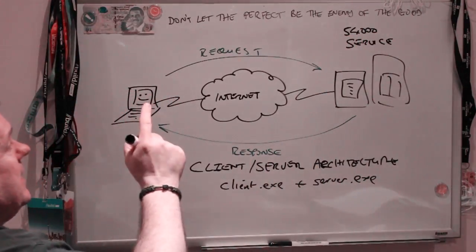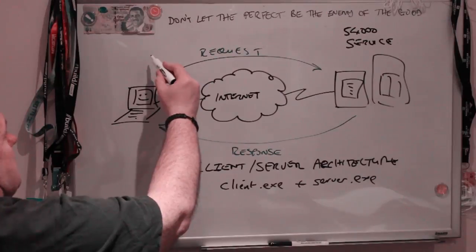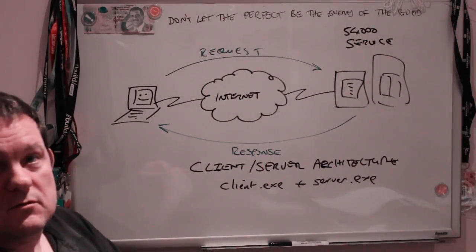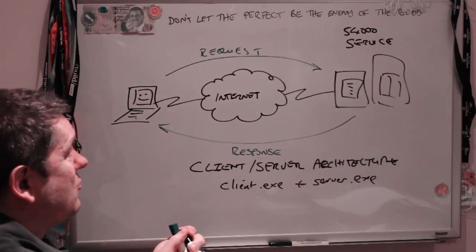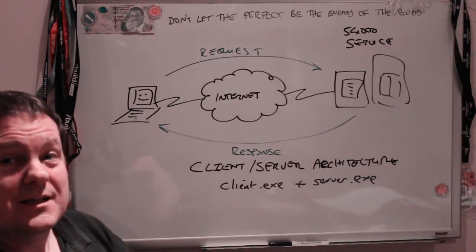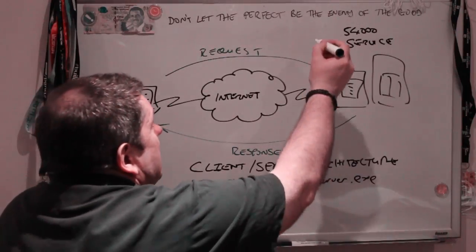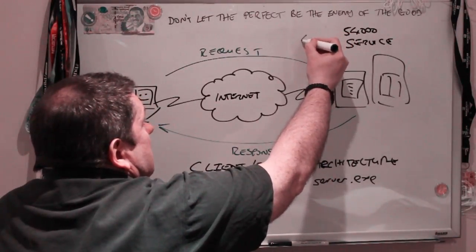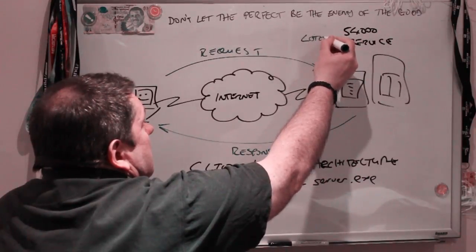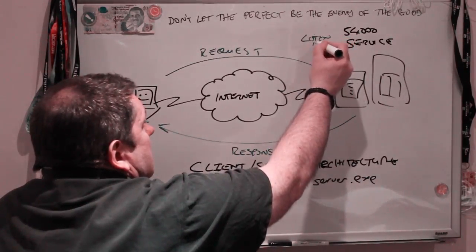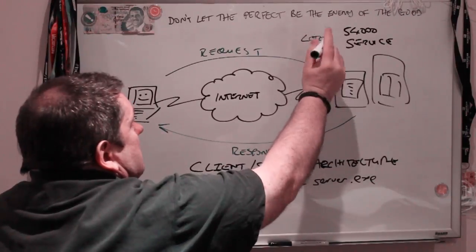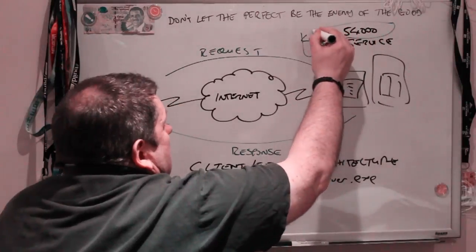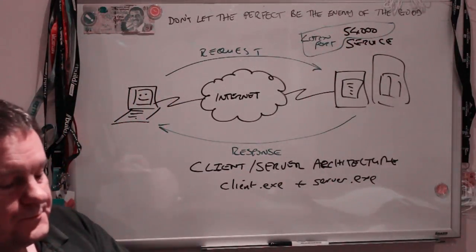which means that our client has to send an initial request to 54,000 over here. Now that port though is actually the listening port. Okay, so this is just waiting, this is the listening port. So that's a listen port.